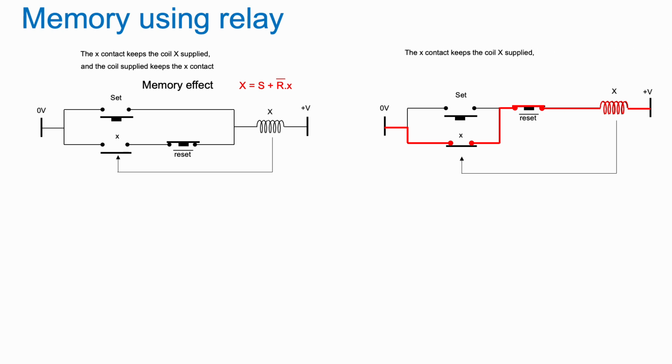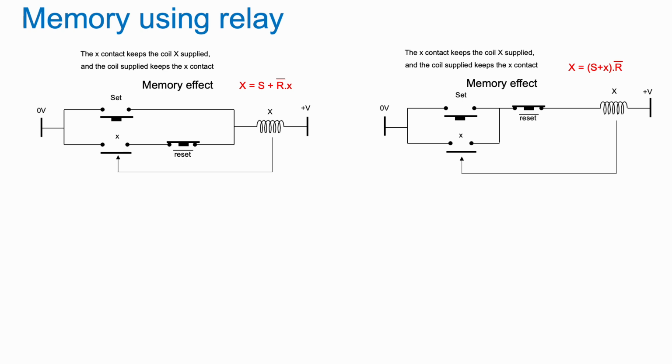In summary, contact X keeps relay capital X powered, and the relay is powered by contact X. This is the memory effect. To remove the memory effect, the reset switch must be pressed to stop the current in the branch parallel to the set switch. The relay capital X is no longer powered, contact X is open, so even when the reset switch is released, the relay remains in the off state. The Boolean equation is capital X equals S or X and R bar.